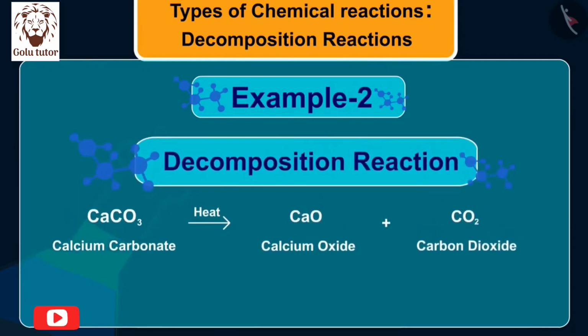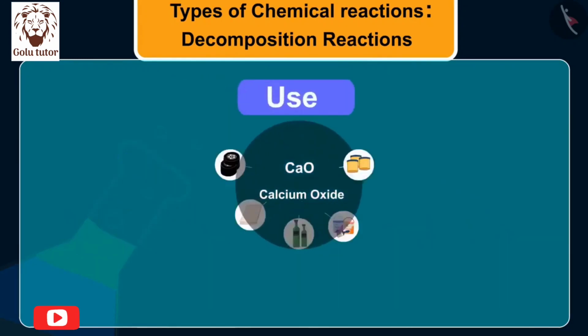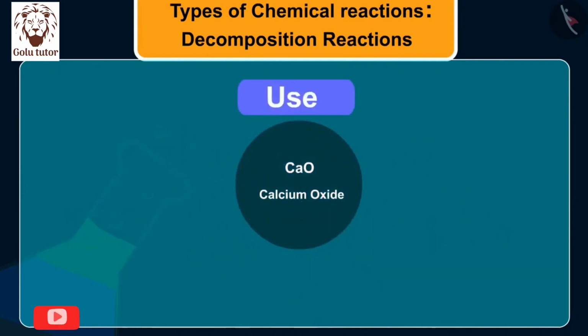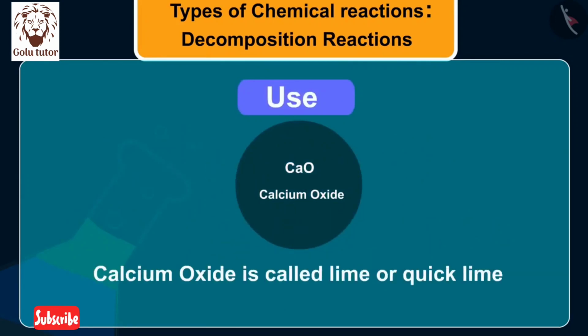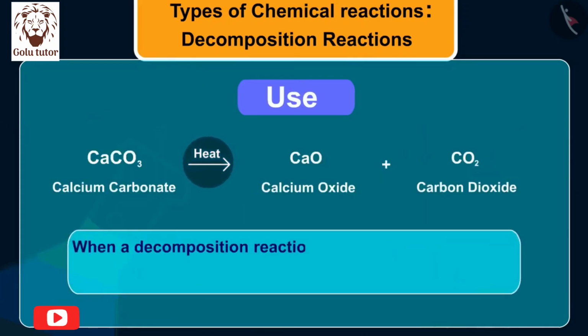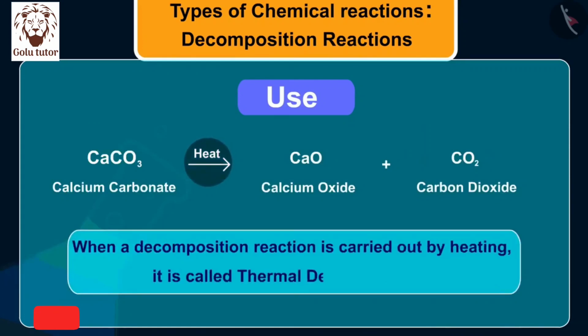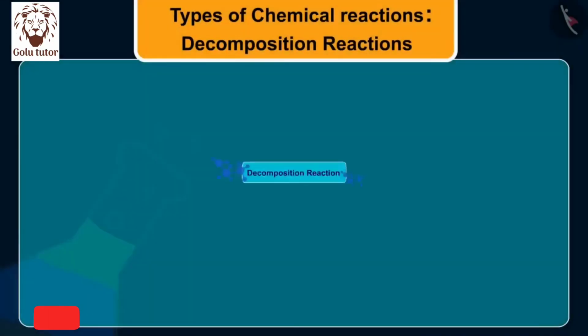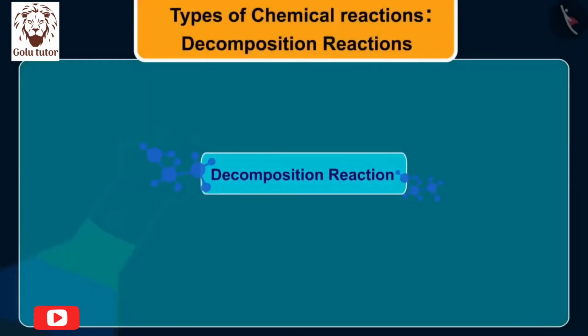It is an important decomposition reaction used in various industries. Calcium oxide, called lime or quicklime, is used in the manufacture of cement. Also, when a decomposition reaction is carried out by heating, it is called thermal decomposition. Let us take one more example of decomposition reaction.